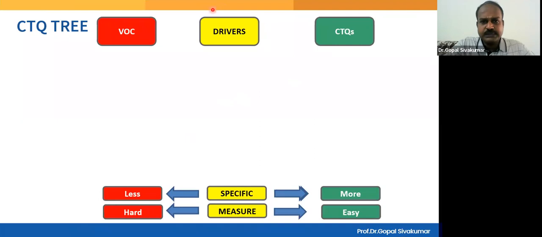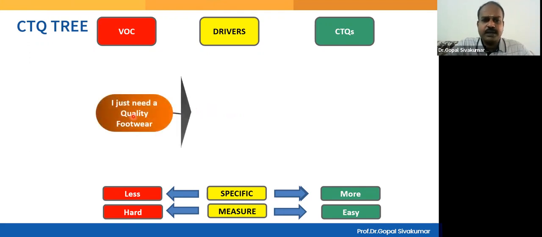Now, let us understand CTQ tree. For that purpose, let me have a voice of the customer. A customer is saying like this. A customer means a customer segment. I just need a quality footwear. The statement is very vague in the sense less specific, and then I can't measure quality directly, isn't it? When a customer says I need a quality footwear, then how do I measure quality? I need some metrics to measure the quality.